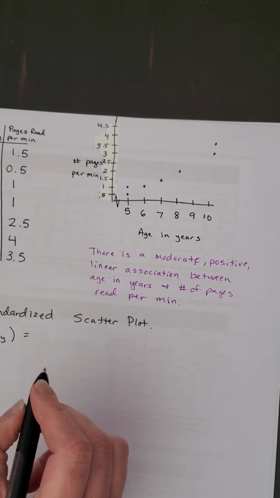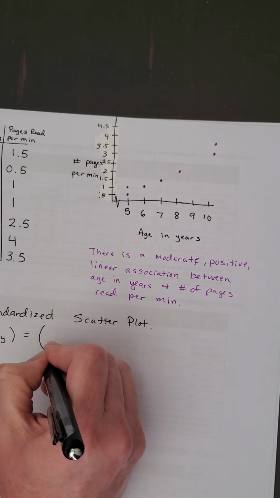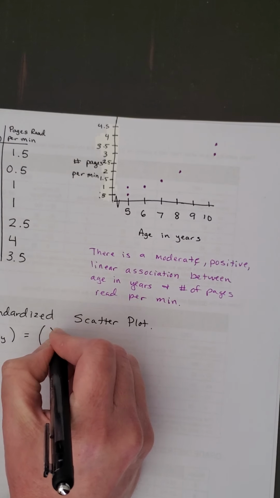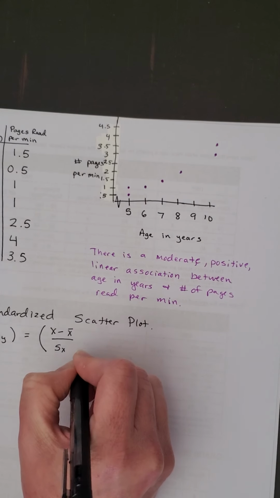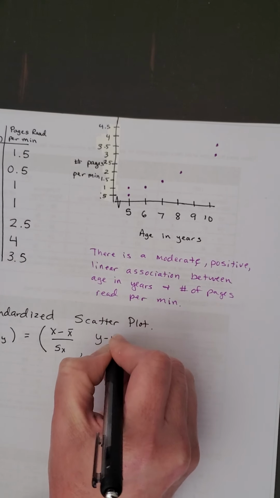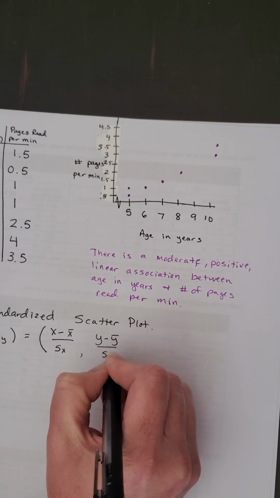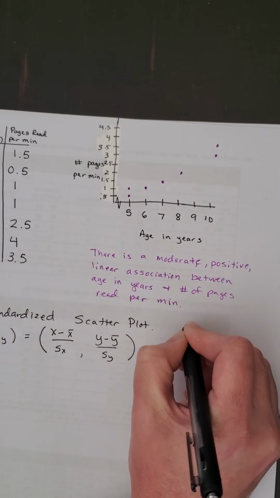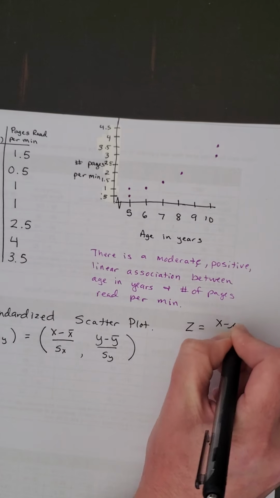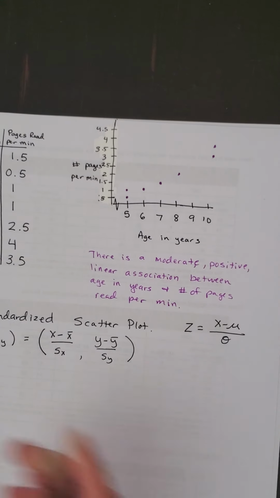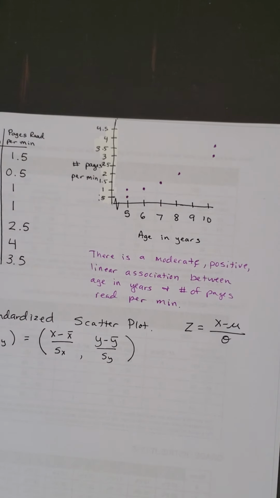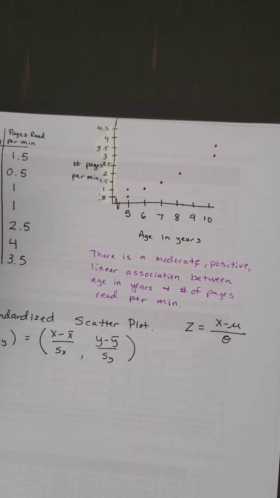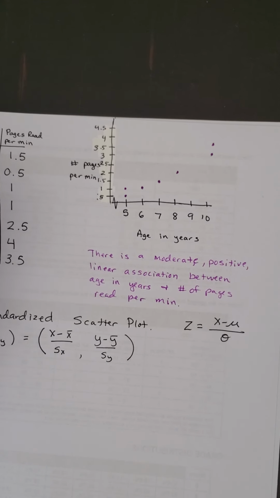All right, so we're going to go ahead and standardize the scatter plot. To find zx, you take x minus the mean over the standard deviation of x, and for y, y minus the mean over the standard deviation of y. Now we've seen this many times: z equals x minus the mean over the standard deviation, over and over again. It's the same thing here, only we're going to do it once for x and once for y. So I'm going to go ahead and go to my scatter plots. I'll remind you of where that is.